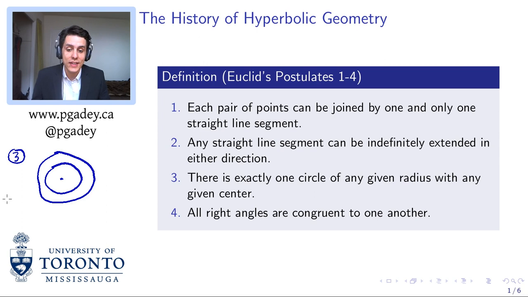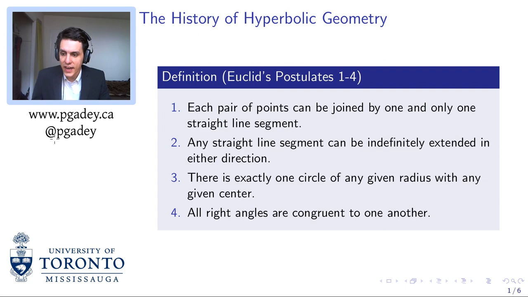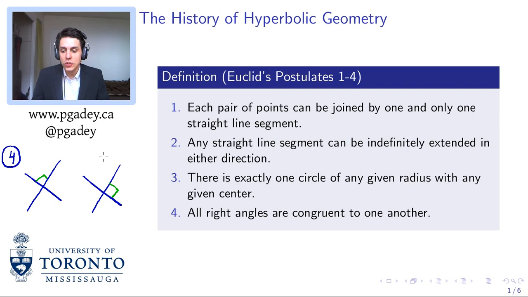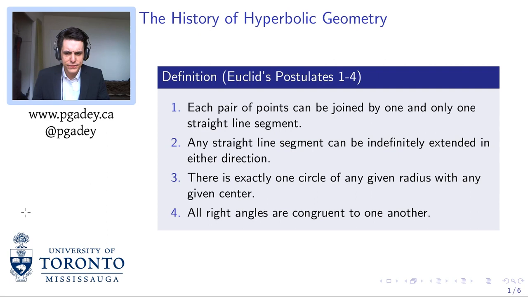Okay, the fourth postulate is saying that all right angles are congruent to each other. Right? So if we make a right angle here, it should be congruent to a right angle over here. Right? There should be some way of transitioning from one right angle to another, and the angle should be preserved. Okay, so this is sort of saying that there's a coherent definition of angle that applies at all places. Okay, so these are the first four postulates. Now let's have a look at the fifth.